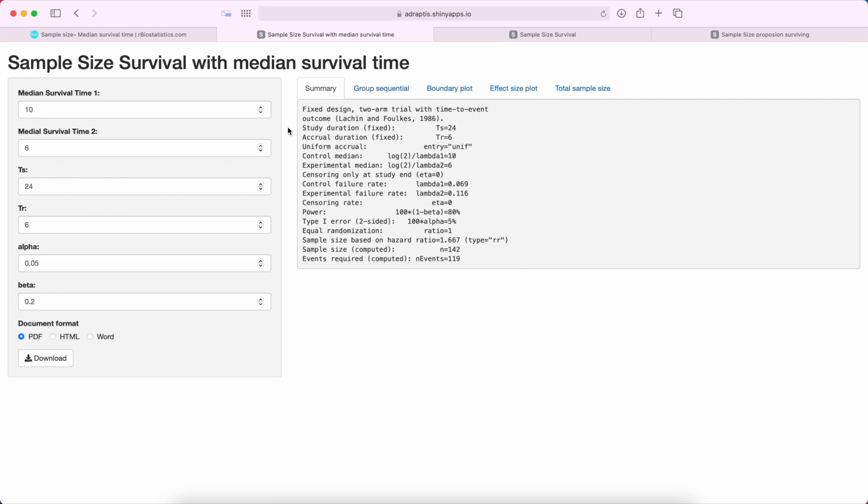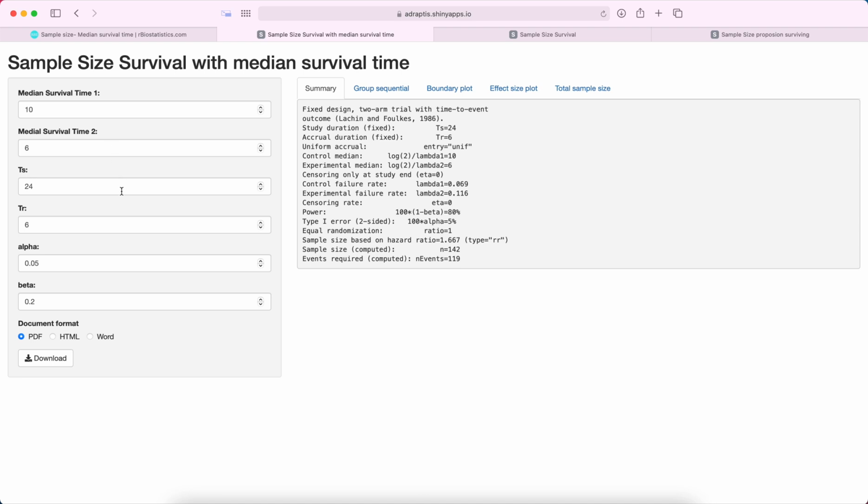And you can use the median survival times either from literature or from any other previous experiments you may have undertaken or research to inform your values for group one. So median survival time one is essentially group one, and median survival time two is essentially group two.